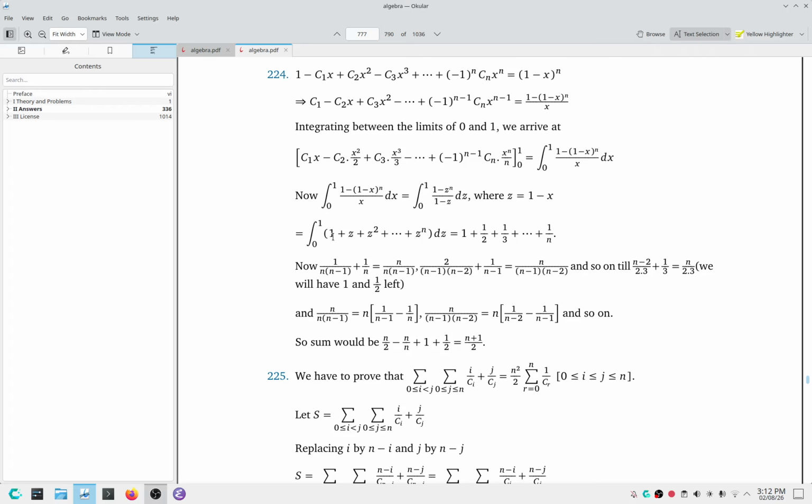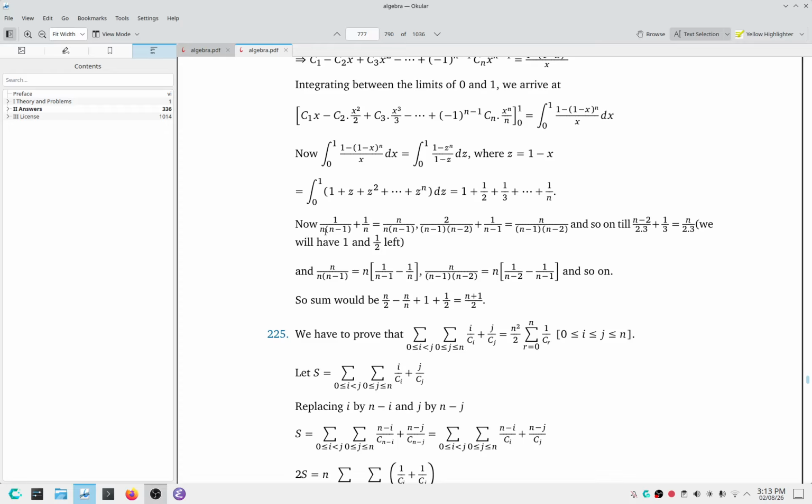Now we integrate this. So this is nothing but 1 plus z square up to z to the power n minus 1 dz. So upon integration between limits from 0 and 1, it becomes 1 plus 1 upon 2 plus 1 upon 3 plus up to 1 upon n.